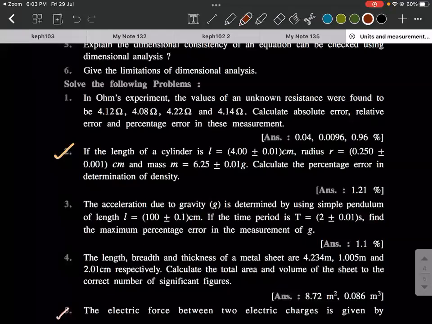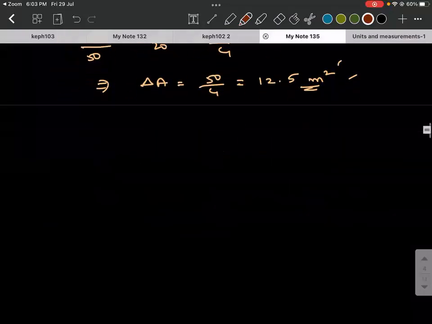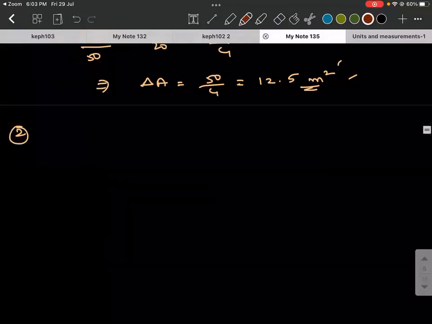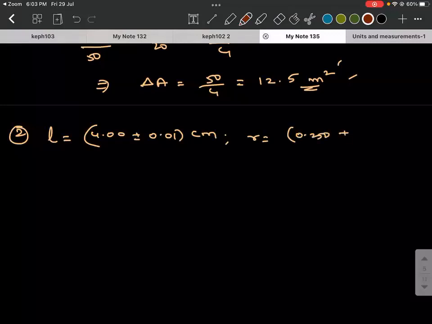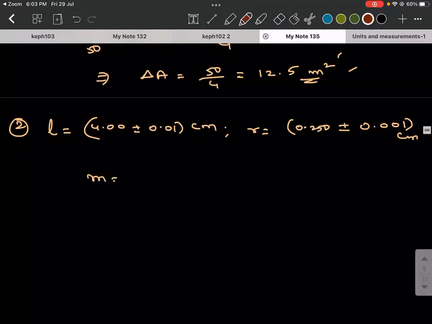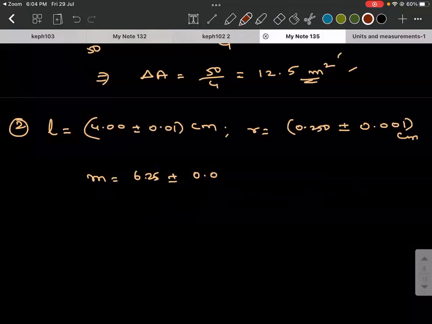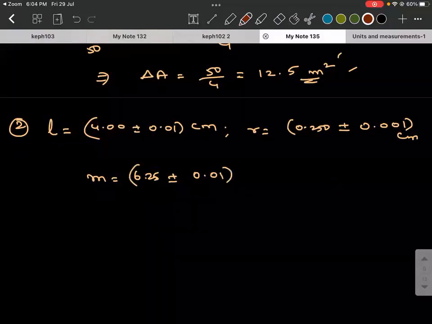How do we proceed? Can someone tell me the value of length, how much? 0.01 centimeter. Do you know R? The mass is 6.25 plus or minus 0.01 gram. Okay.